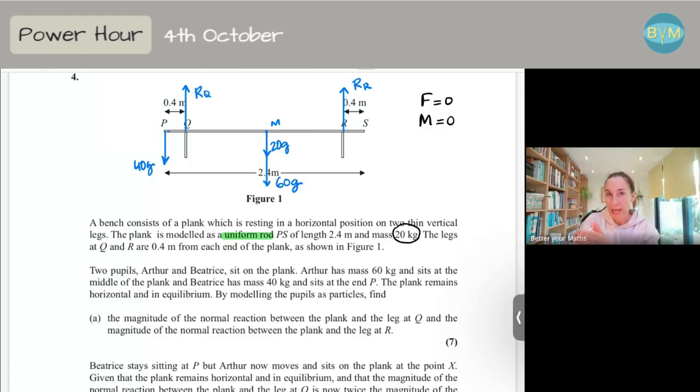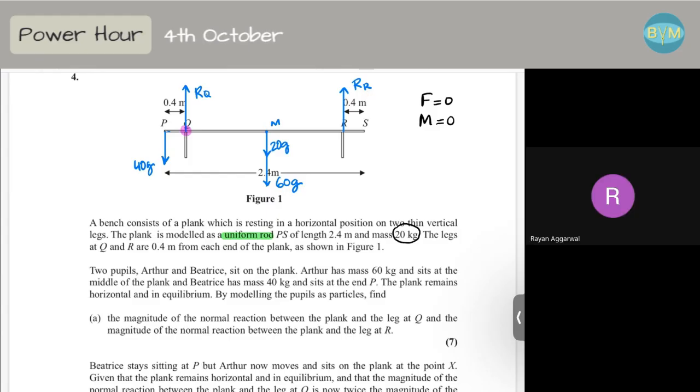Which point can I take moments about? I can take moments about any point. If you think for a minute about which is the most convenient point, your question could be just a single line, and you can do the question in 30 seconds. Can you tell me what is the most convenient point to find RR? So if I want to find this one, what is the best point to take moments about? Who can tell me? Anyone? Q. Perfect. Ryan, why Q?